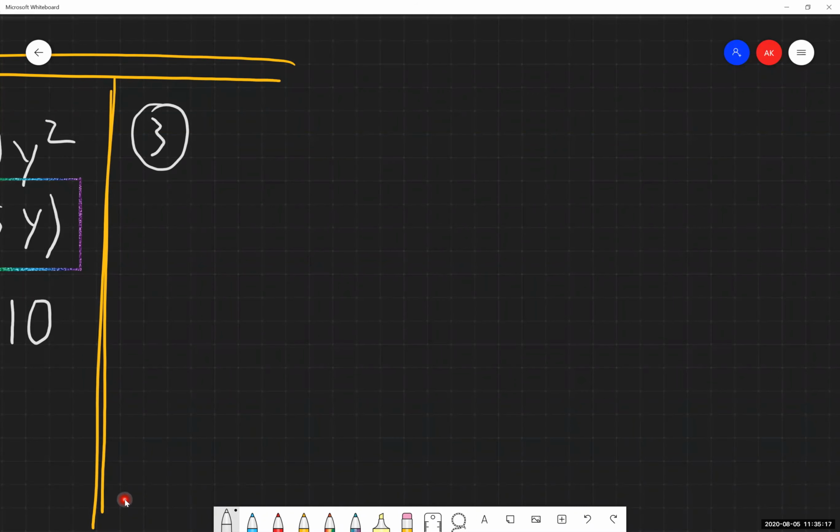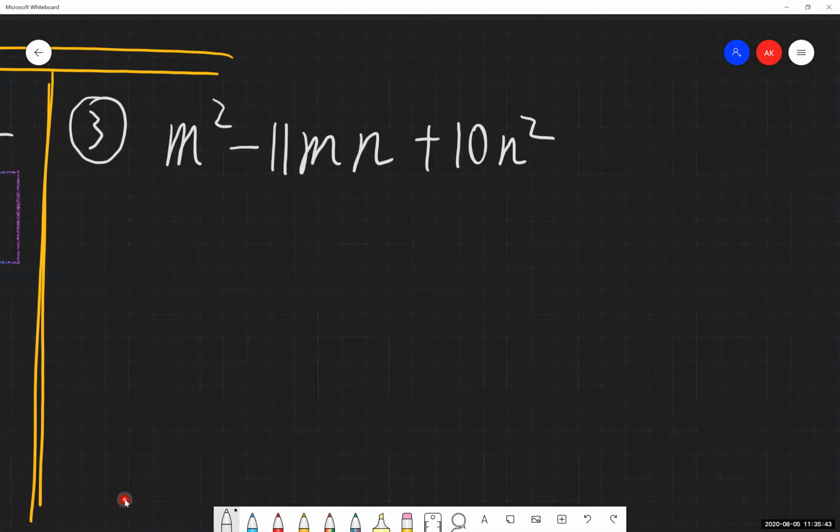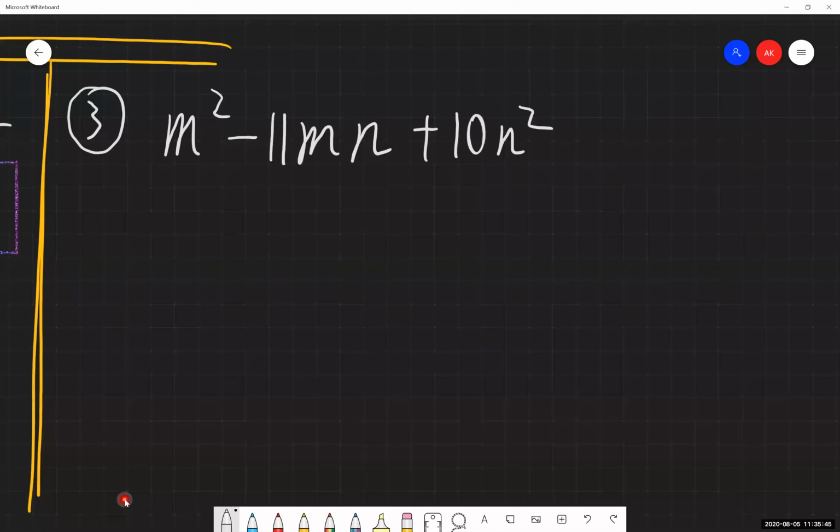So looking at example 3, again, I'm going to change the variables up a little bit, but we'll have the same basic answers with these things. Let's use m squared minus 11mn plus 10n squared. Okay, so again, I'm going to assume I can factor this thing. So if I can, m plus or minus something times n. Build that shell for yourself.